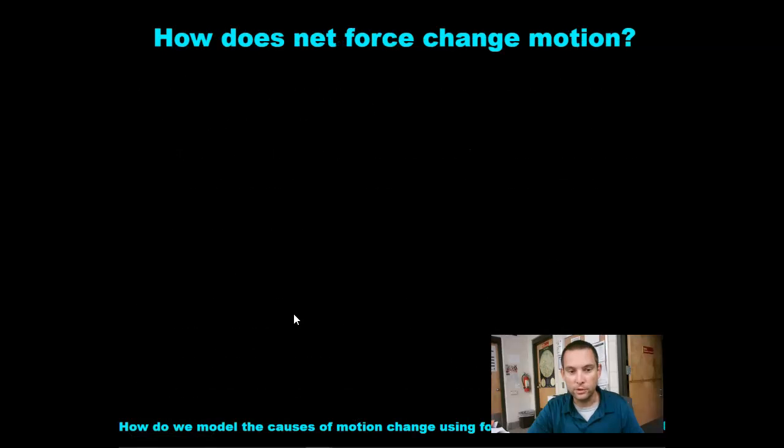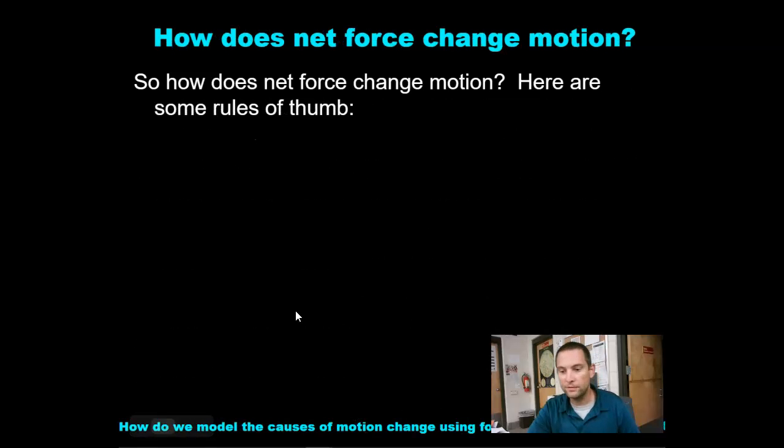Then we talked about net force. Net force is you add up all of the forces, take up to be positive, right to be positive, and then subtract out whatever goes in the opposite direction. So how does a net force change motion?